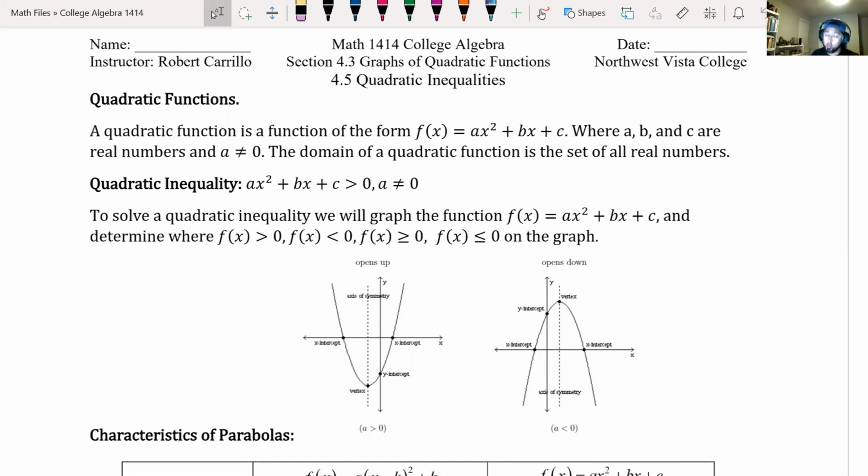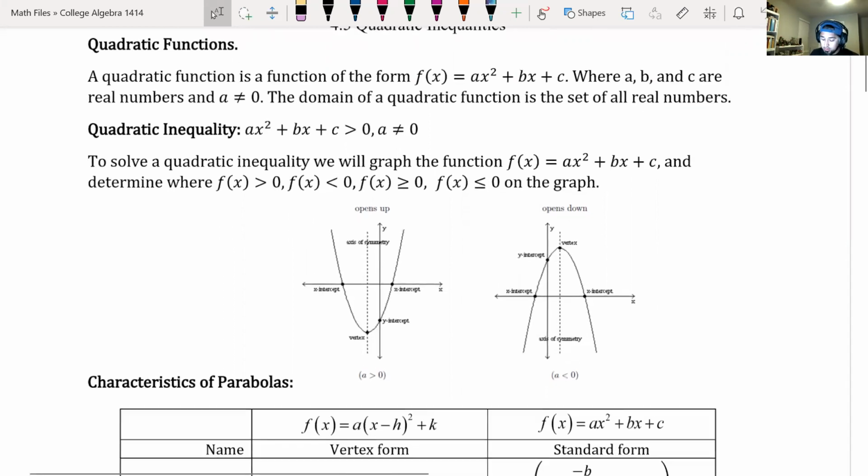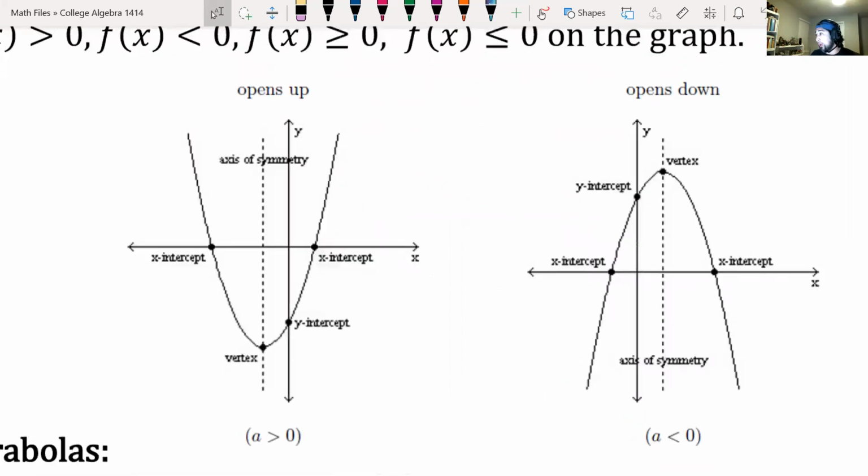And now an inequality is going to be in the form of ax squared plus bx plus c, either greater than zero, less than zero, less than or equal to zero, or greater than or equal to zero. And the way we'll answer a quadratic inequality is based on the actual graph. Okay. So, characteristics of a quadratic function, its graph.